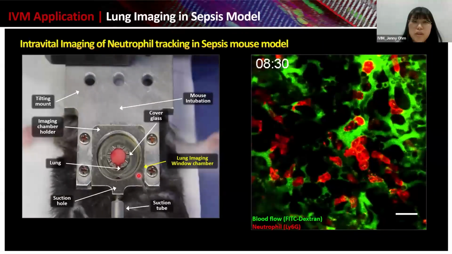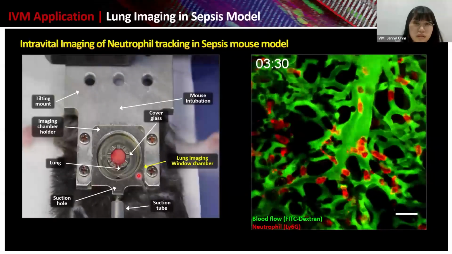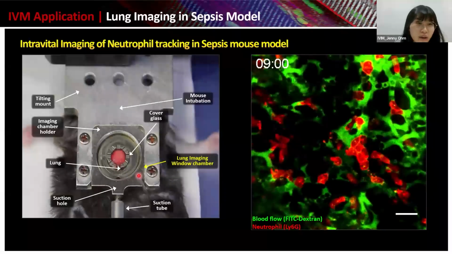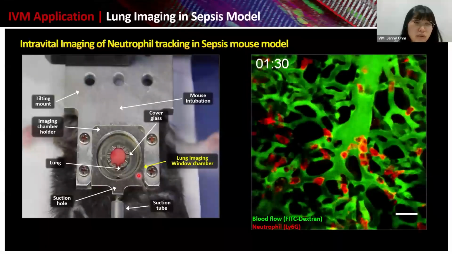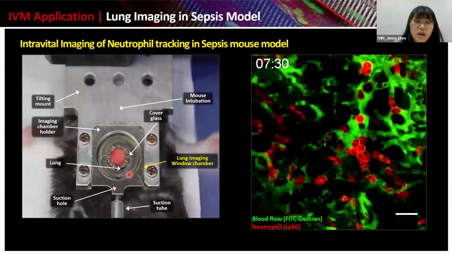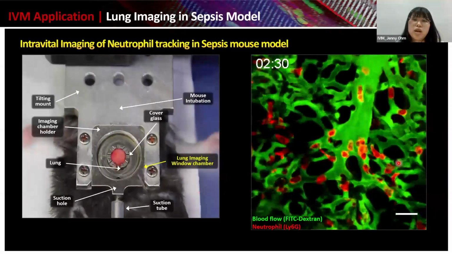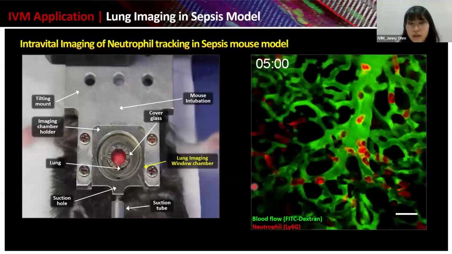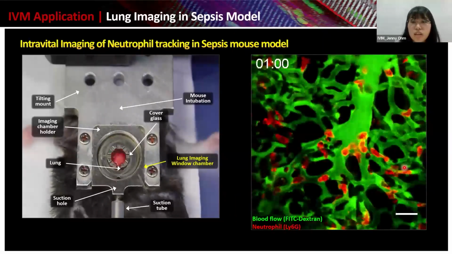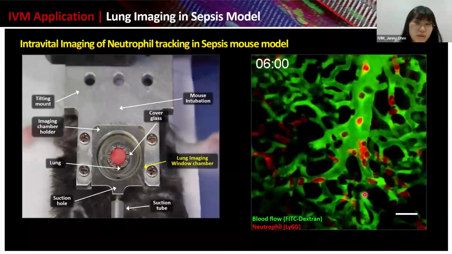And not only that, but as mentioned before, using the motion compensation technology that is also embedded in the system, you can also achieve much more sharp and more accurate images from your data, even when the organ, such as the lung, is moving very rapidly due to respiration. So here, we induce sepsis by injecting LPS to a lethal level. Then we labeled the blood vessels with FITC dextran and the neutrophils with Ly6G antibody-based labeling kits.